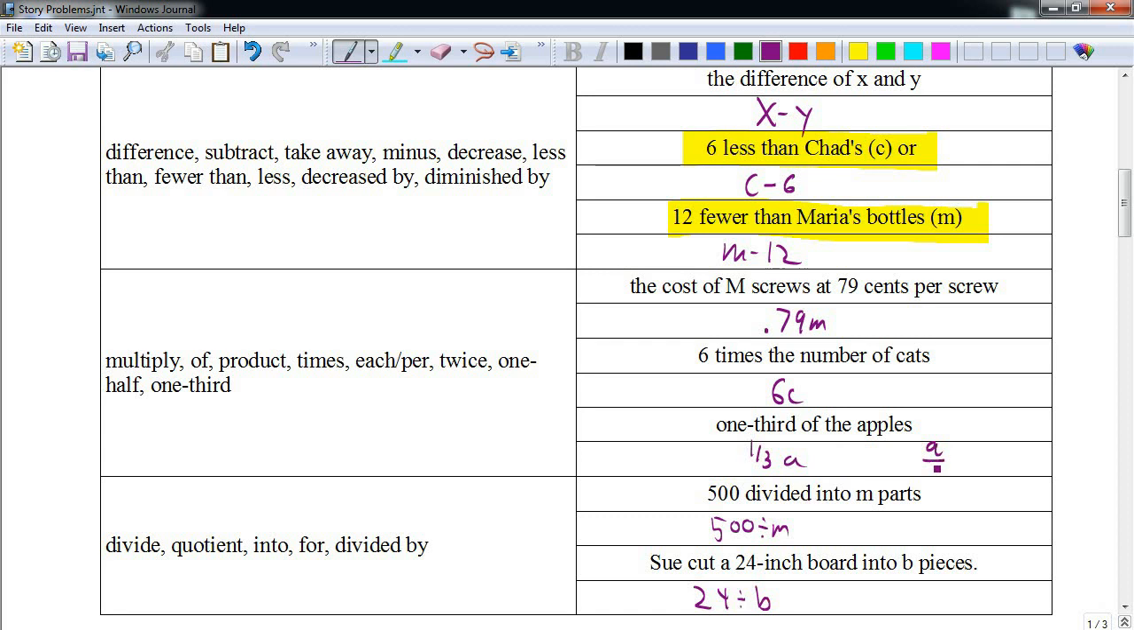A over 3 is 1/3 of A. 500 over M. 24 over B. Okay, all of those work instead of division. And in fact, I tend to prefer to write things out as fractions because they're actually easier to solve.